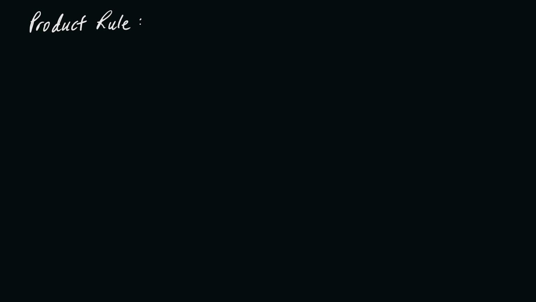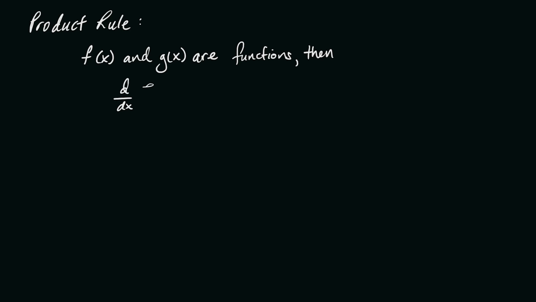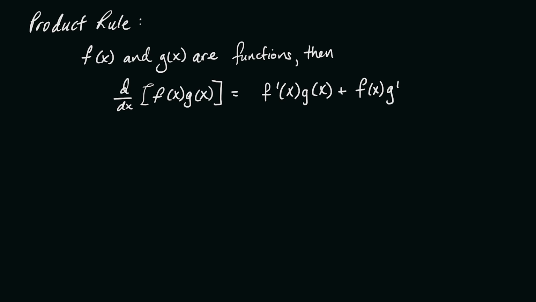Now the product rule states that if f and g of x are both functions, then the derivative of f of x times g of x is just equal to f prime of x times g of x plus f of x times g prime of x.